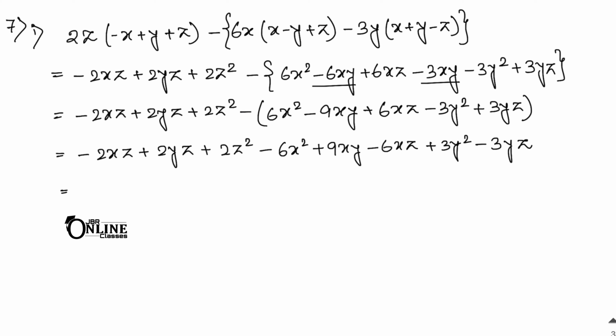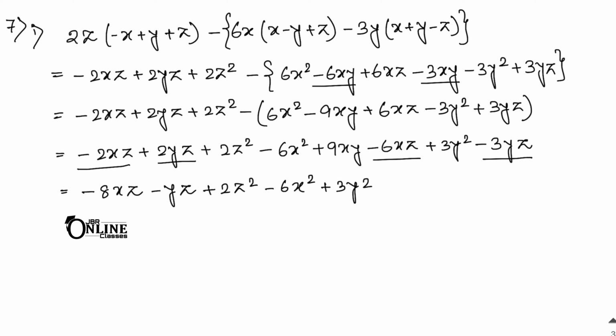Now you have to find down the like terms. Yes. So here minus 2xz and here also minus 6xz. So that will be minus 8xz. Clear? Now next, here 2yz, here minus 3yz, that means only minus yz. Then here 2z square, then here minus 6x square, then plus 3y square, and the last term, that is plus 9xy, your final answer.